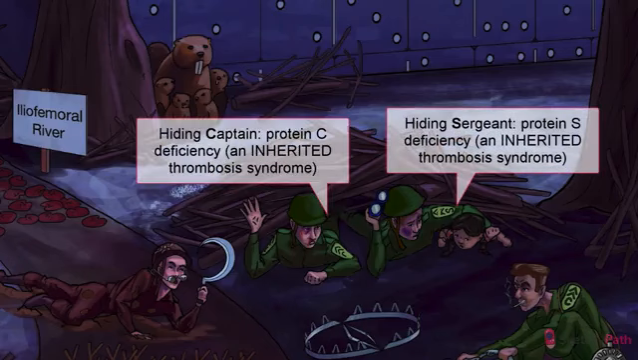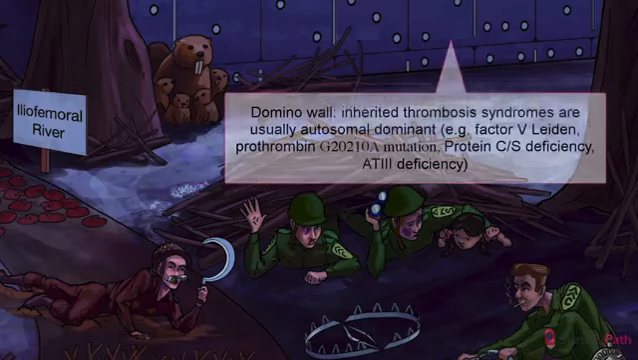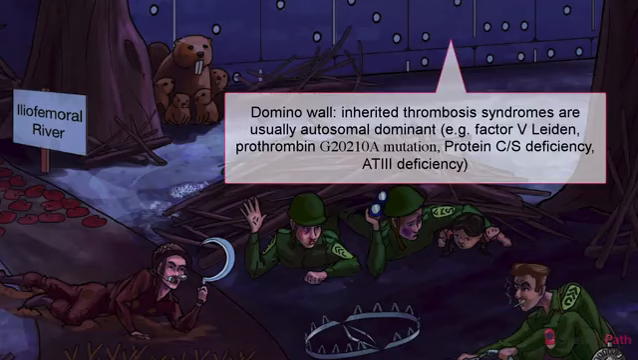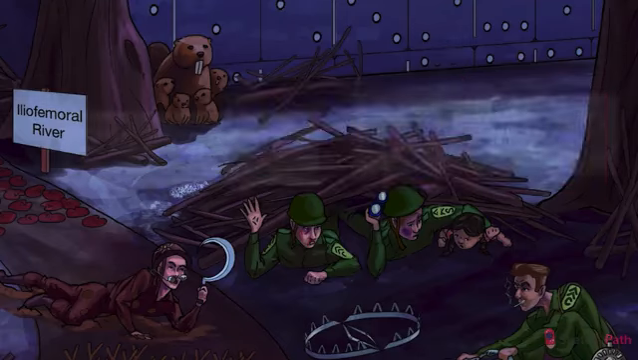Now, we're talking clotting here, not bleeding. So our next disorder involves inactivating mutations of protein C and S. This is called protein C and protein S deficiency, respectively, symbolized by the captain and sergeant here, under the cover of that huge thrombus. Both protein C and S deficiency are inherited in an autosomal dominant fashion. So again, all the action is taking place in front of that autosomal dominant domino wall.